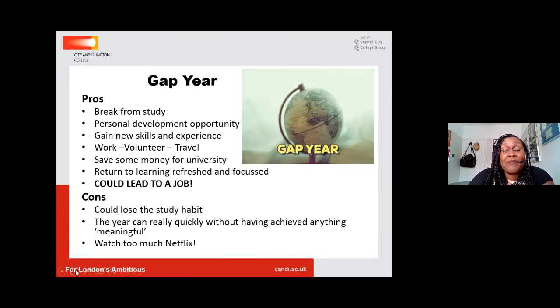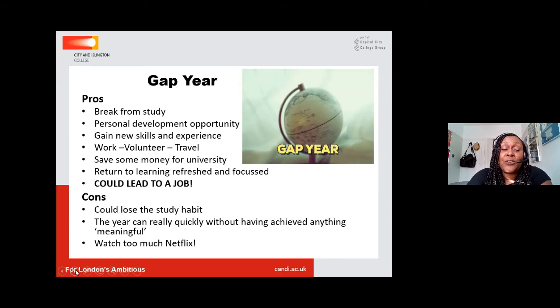For some, it's about saving money for their journey to university in order to return to learning refreshed and focused. For many people, it can actually lead to a job opportunity. So sometimes that gap year can, by default, create pathways that you never knew would exist.